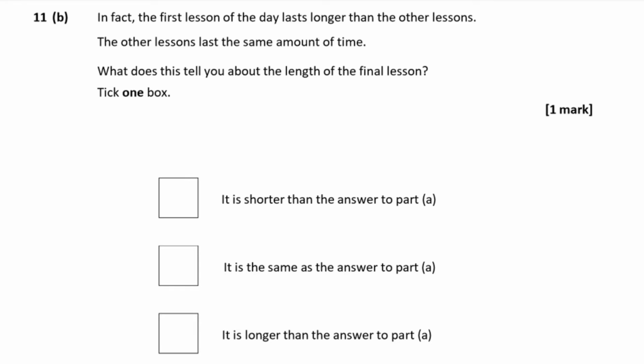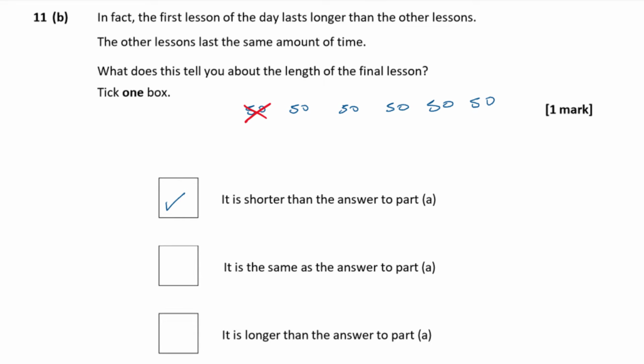Tick one box. It is shorter than the answer to part A. It's the same as the answer to part A. It's longer than the answer to part A. Okay, I think it's going to be shorter, because before we had 6 equal 50-minute sessions, didn't we? So 50, 50, 50, 50, 50. But what we've done is we've increased that first one.